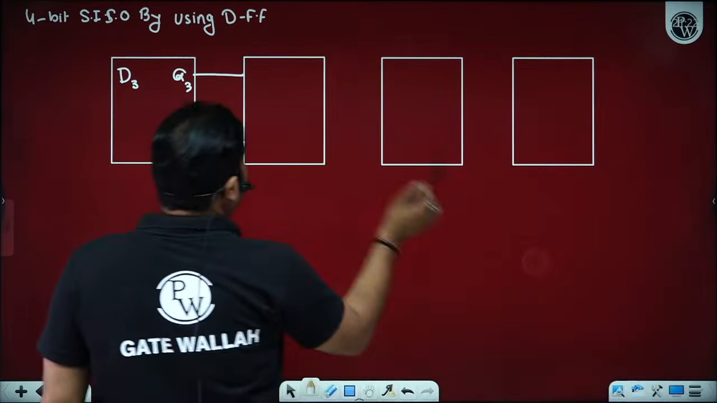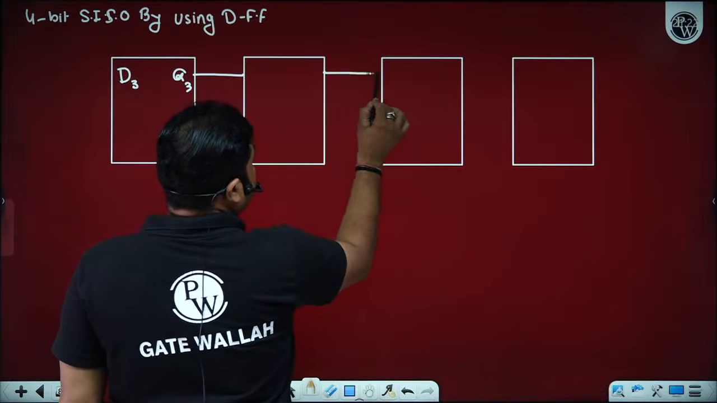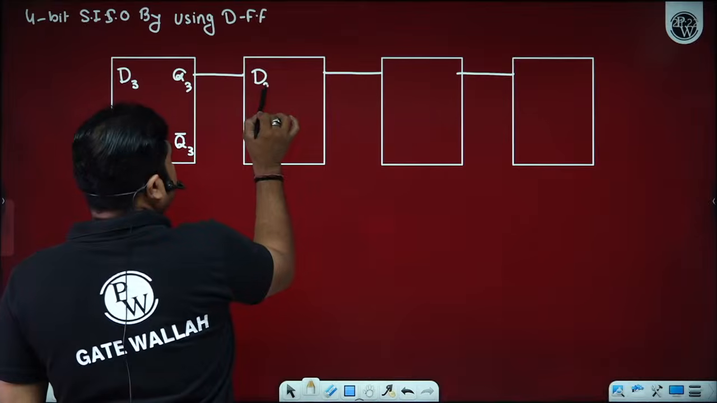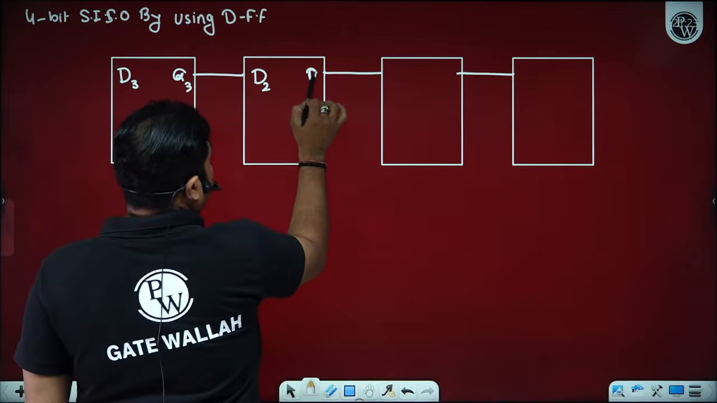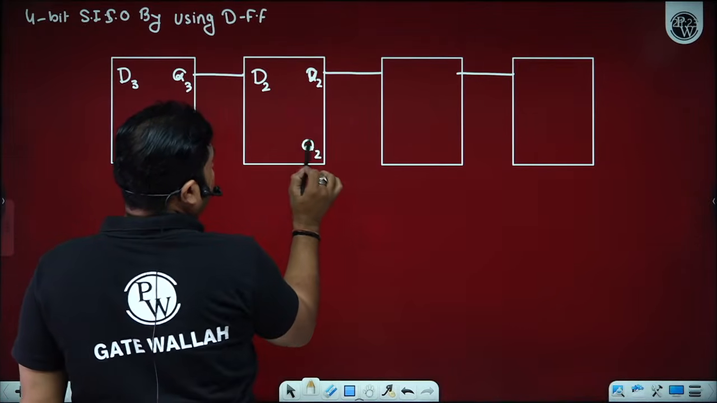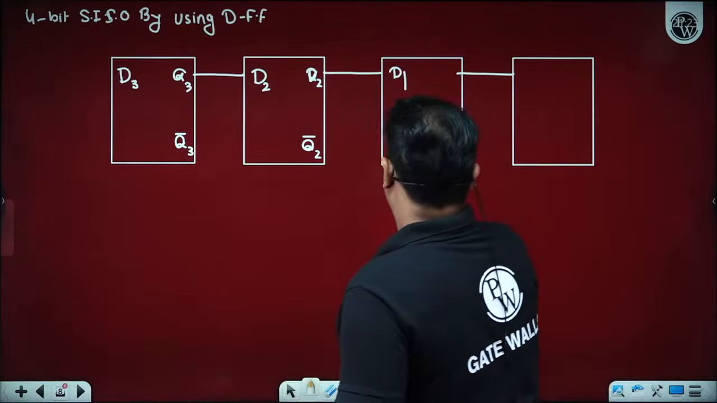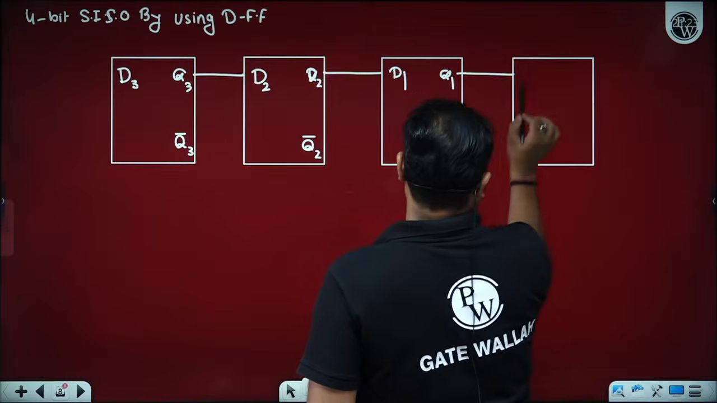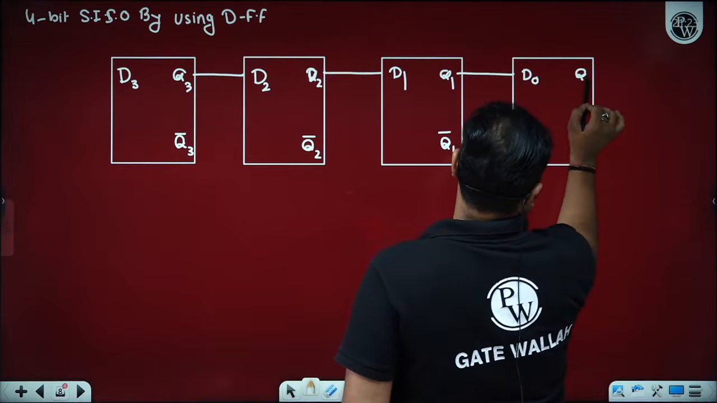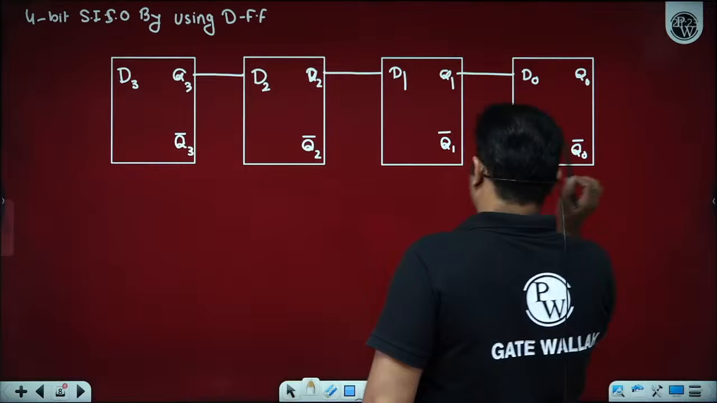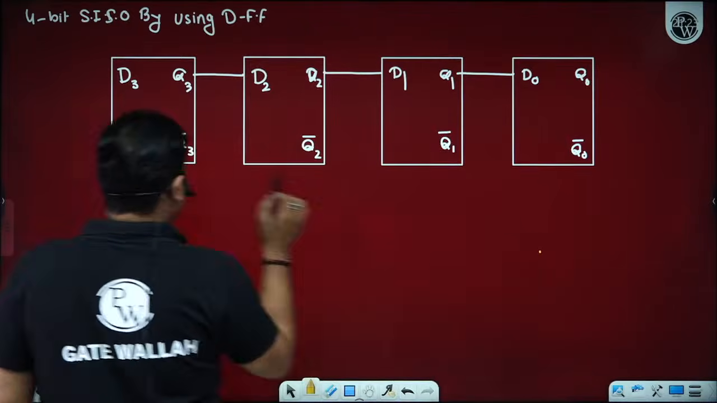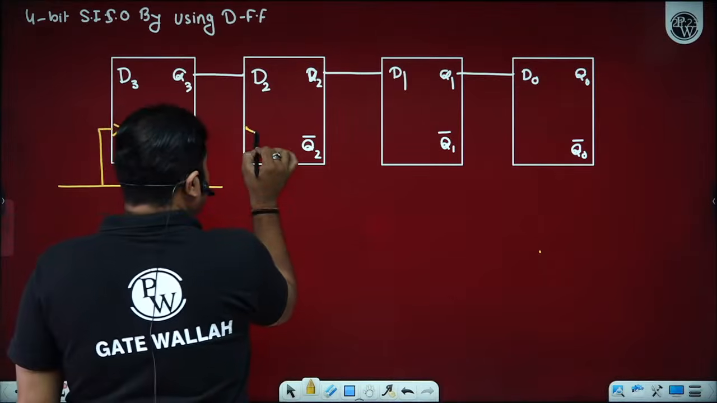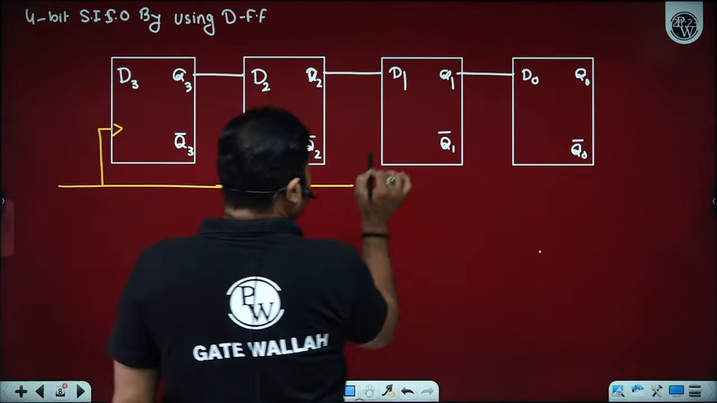Please let me know by writing in the comment section. Is there any difference in the previous circuit and this circuit? D2, Q2, Q2 bar, D1, Q1, Q1 complement, D0, Q0, Q0 complement. All the flip-flops are connected with the same clock pulse. So these two circuits are absolutely same.